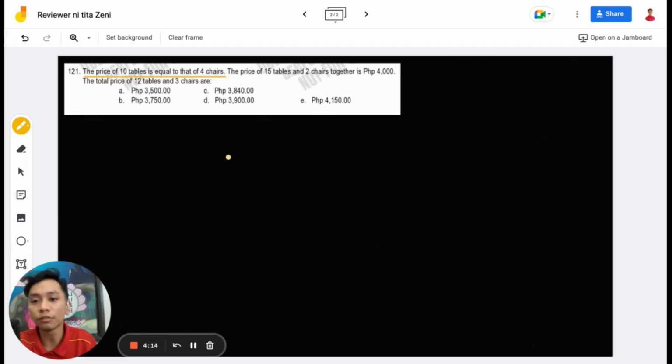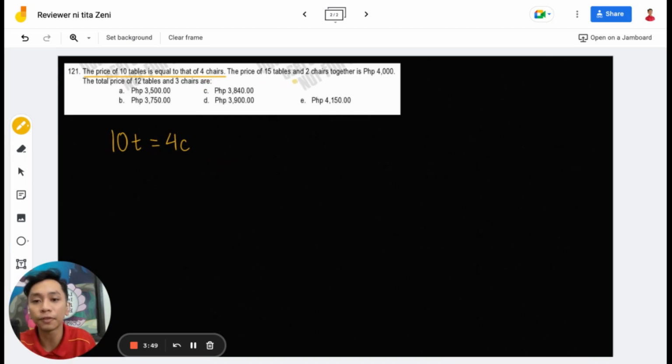Represent natin yung tables using variables. Ganun din sa chairs para mas mabilis na maisulat. So, 10 tables, pwede natin sabihin 10t. Can be any variable, pero para madaling tandaan, tables, T. Equal daw yun sa presyo ng 4 na upuan. 4 chairs, sabihin natin C. Okay, so 10 tables equals 4 chairs. That's our first equation, first sentence.